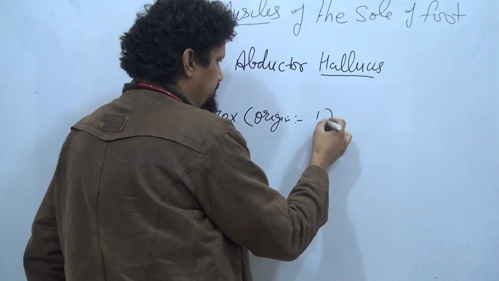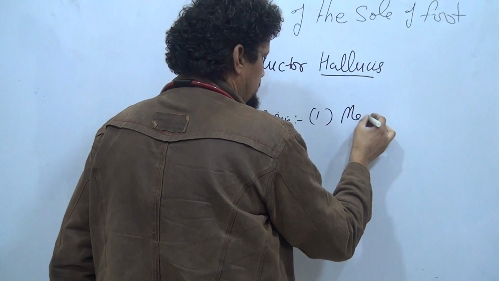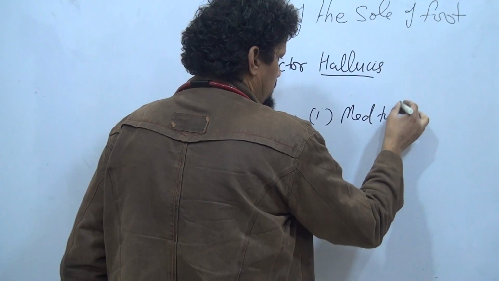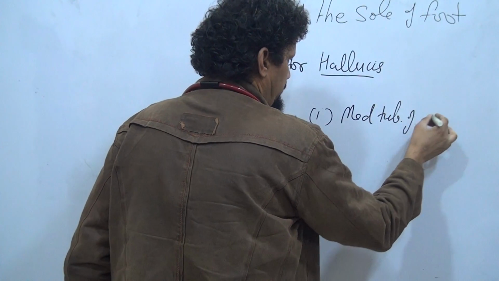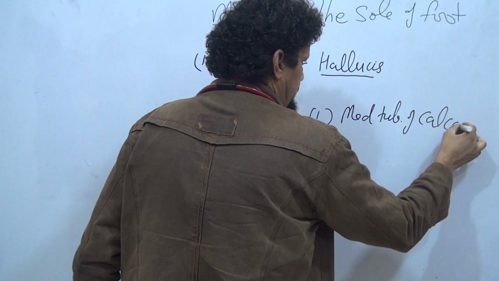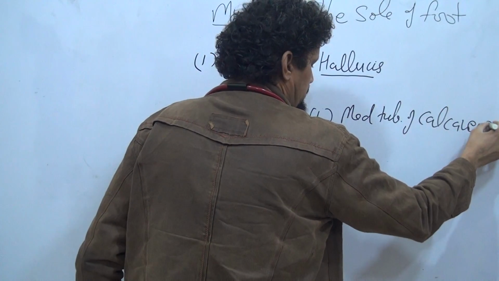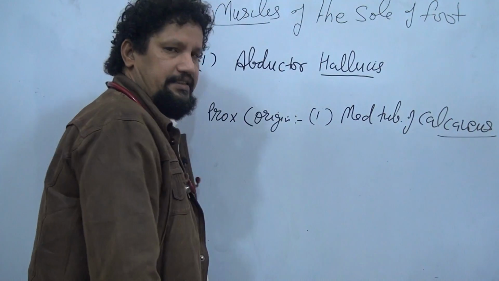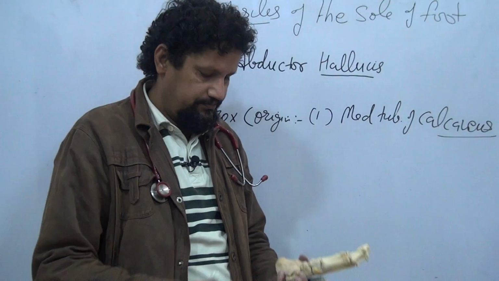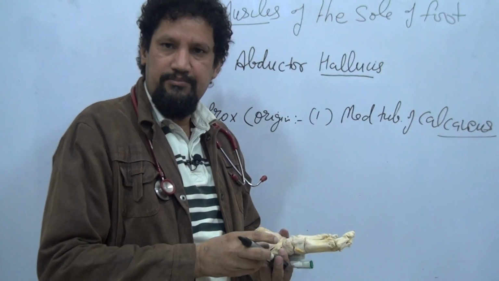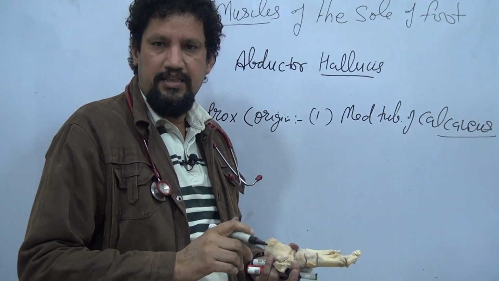So the medial tubercle of calcaneus. Calcaneus is also known as heel bone, and it is a big bone, or I can say the biggest bone among tarsals.